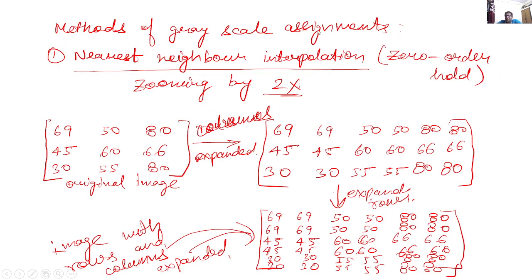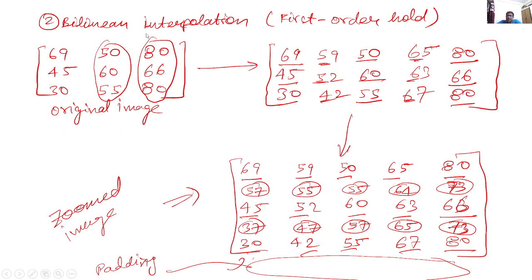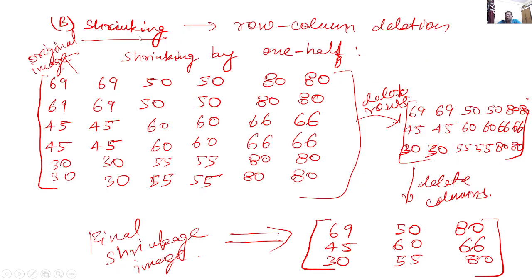The grayscale assignments can be done using several methods, but we discussed the nearest neighbor interpolation, in which we are just repeating the values from the nearest neighbor, and the bilinear interpolation, in which we are basically filling up the gaps by a linear interpolation. And we also took up an example of the shrinking of the image. So that's what we discussed today.